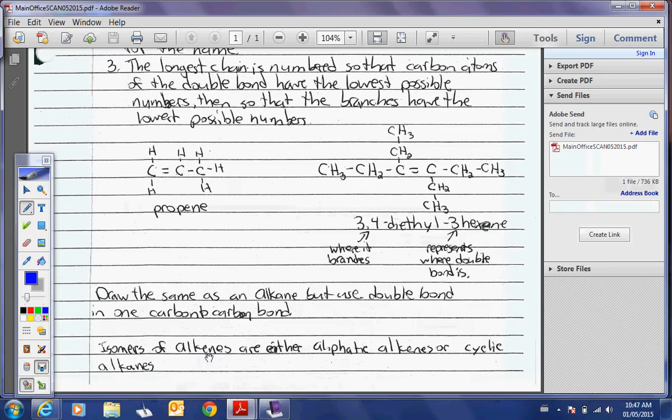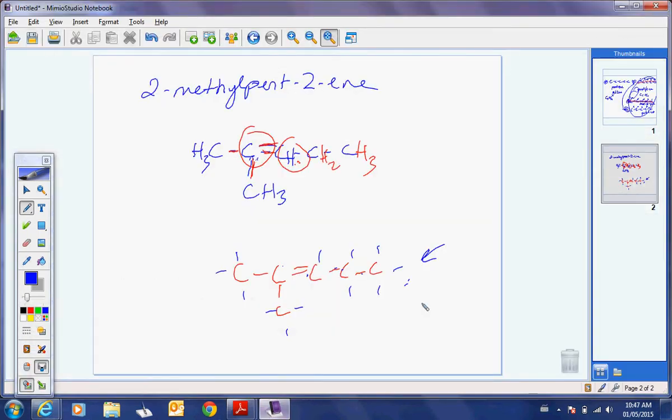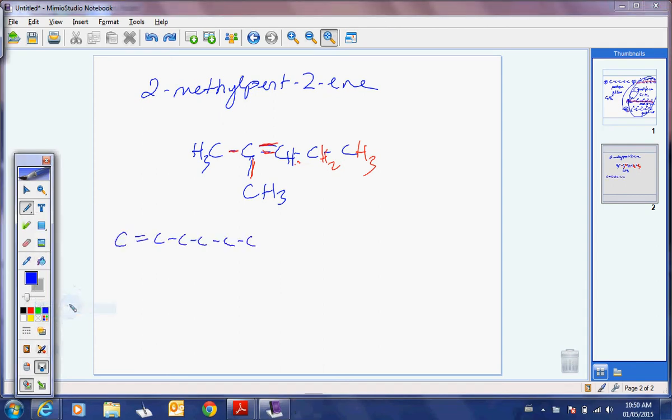Draw the same molecular formula isomers, either aliphatic alkanes or cyclic alkenes. Okay, so let's go back to this board and let's draw some isomers of that one. Can we find some isomers of 2-methylpent-2-ene? What is aliphatic again? Straight chain. Cyclic, circle. Yep. So can we do the isomers of 2-methylpent-2-ene? I'll give you a second to do 3.